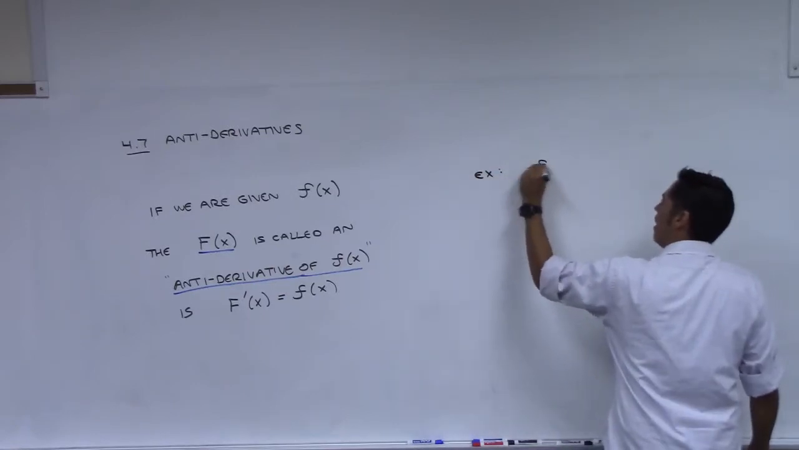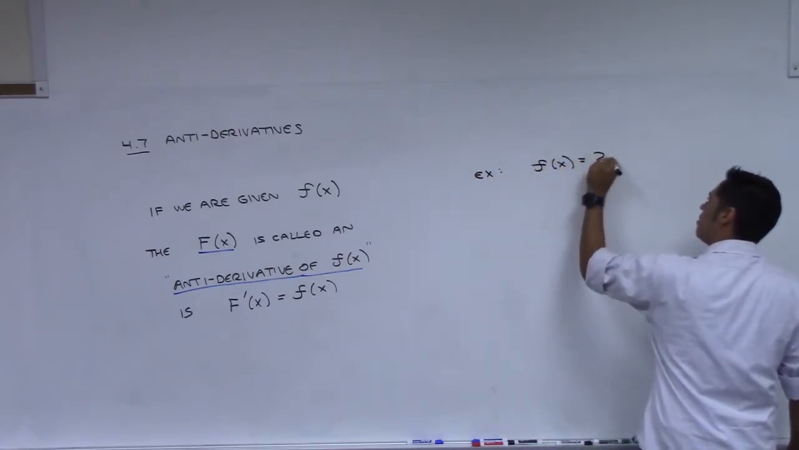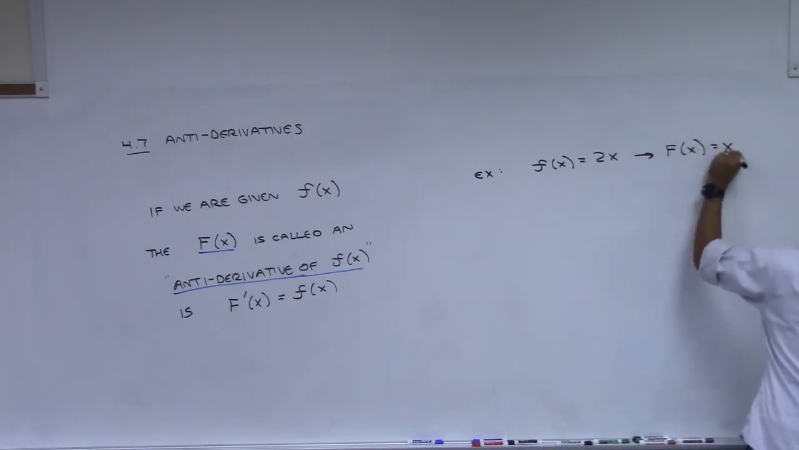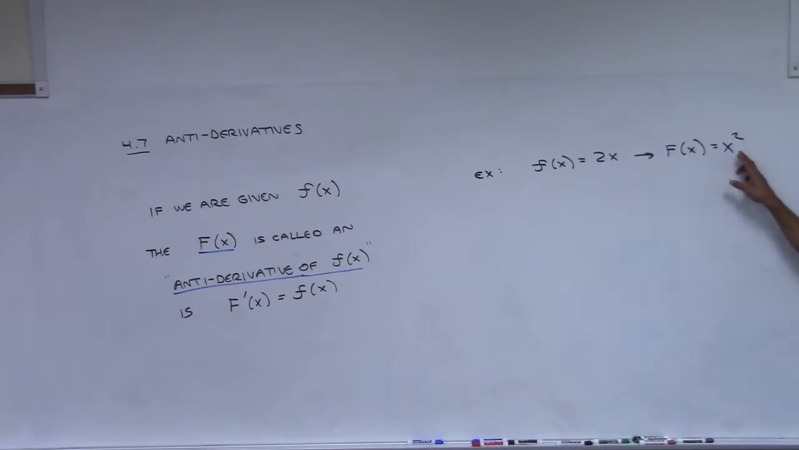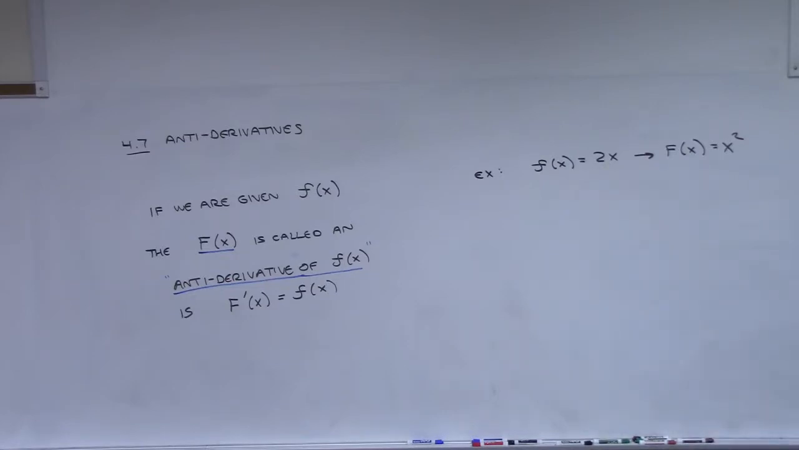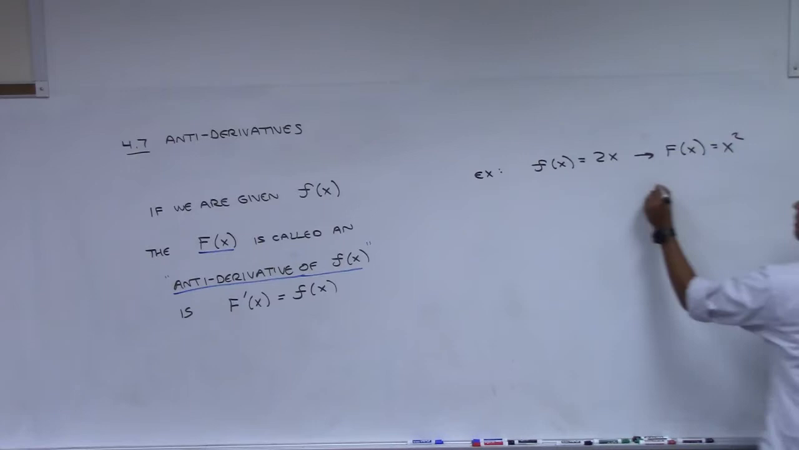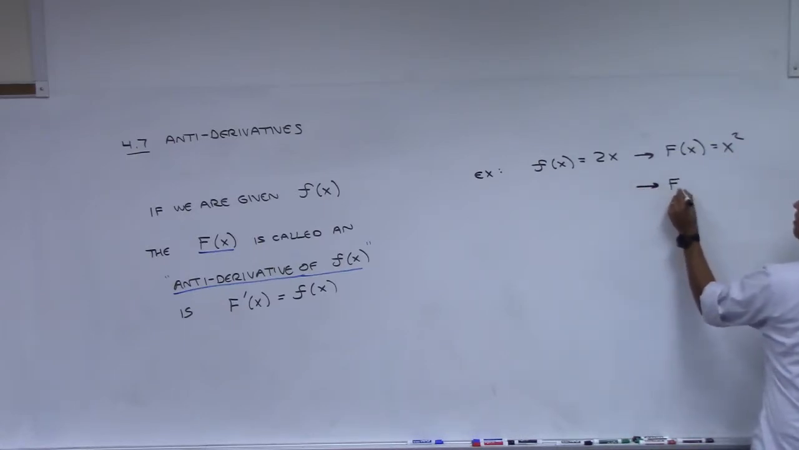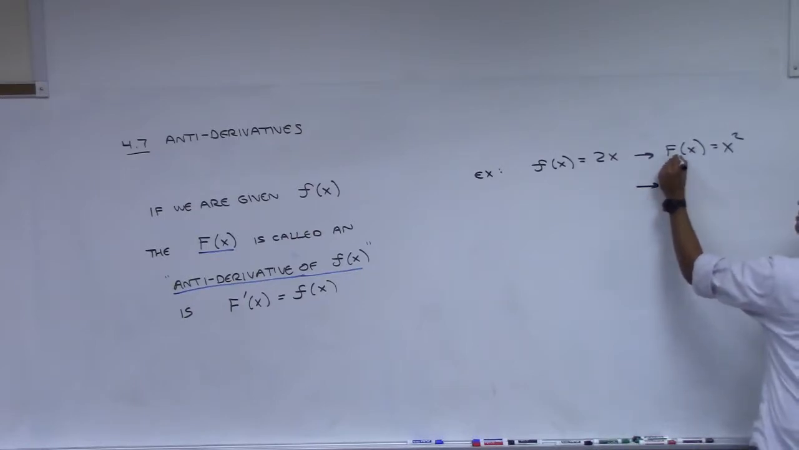So some examples of this. If I say little f of x is equal to 2x, then capital F of x equals x squared is an antiderivative, because the derivative of this is this, right? Now, that's not the only antiderivative. Can somebody give me another antiderivative of this? X squared plus 1 would have worked, right? Let me do that. I'm still going to call it capital F, but why don't I call it capital F subscript 2, and I'll call this one subscript 1.